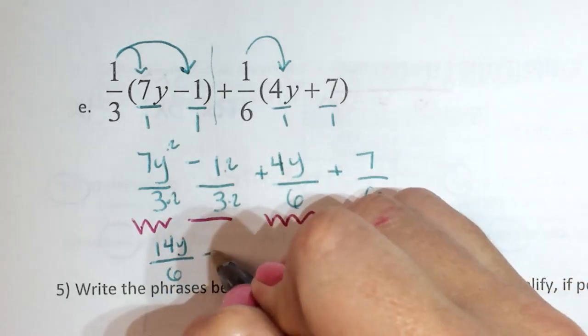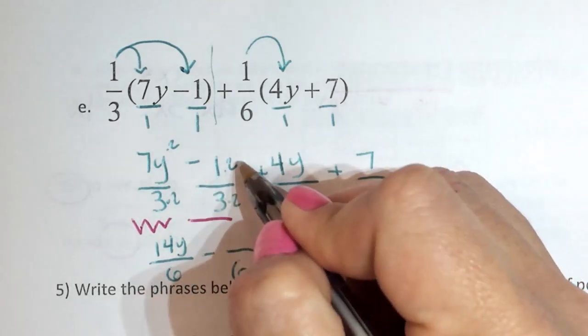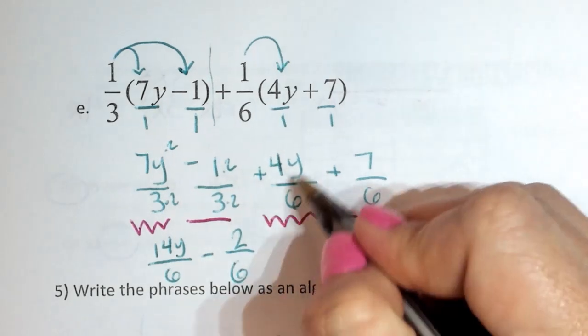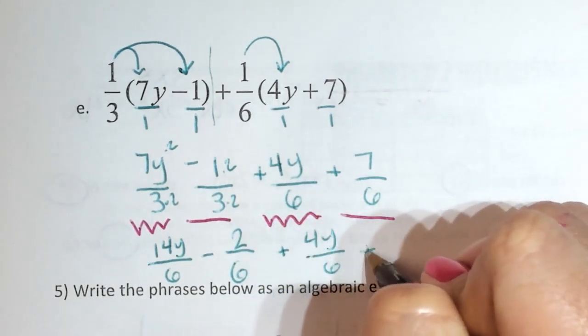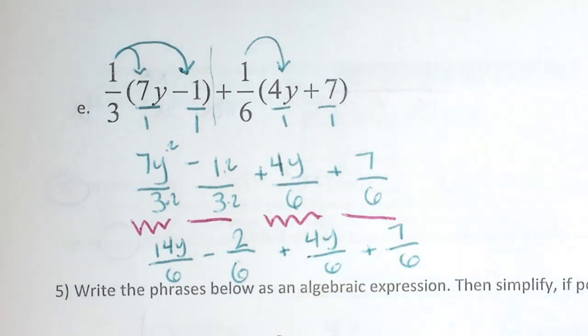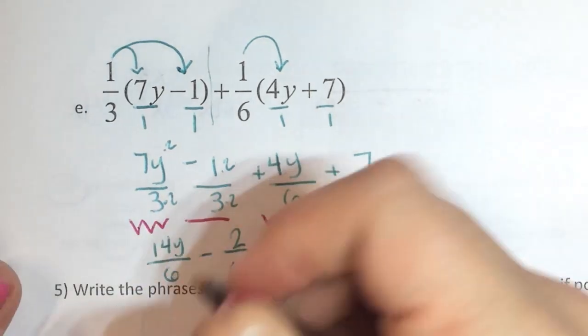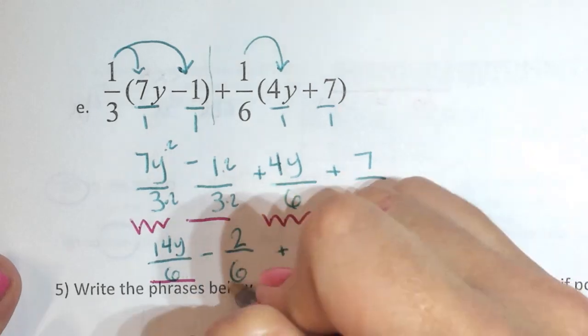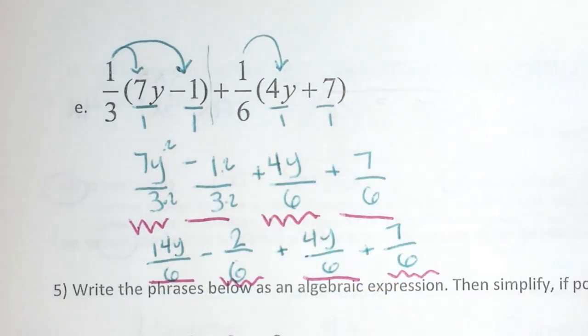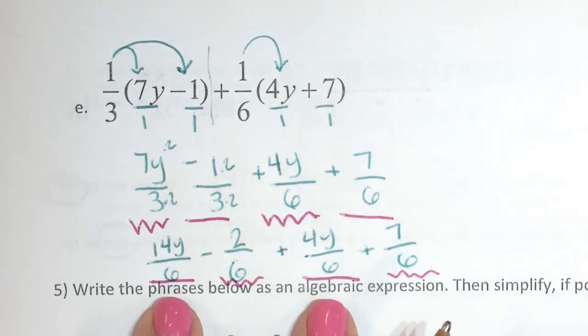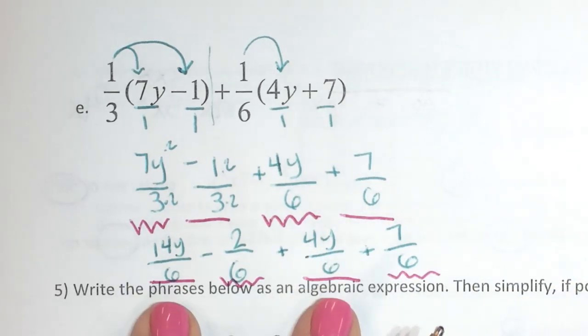3 times 2 is 6. 1 times 2 is 2. And now these already have a denominator of 6, so I'm just going to bring them over. And these are still like terms. These both have y. I flipped my symbols, sorry y'all. And those both don't. Okay, 14y plus 4y.